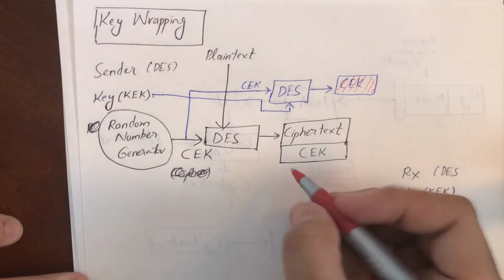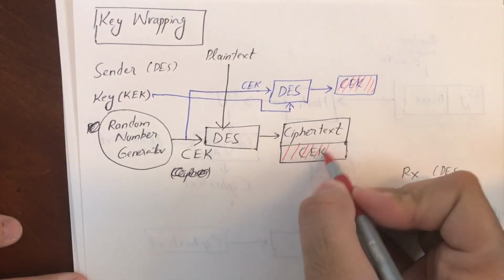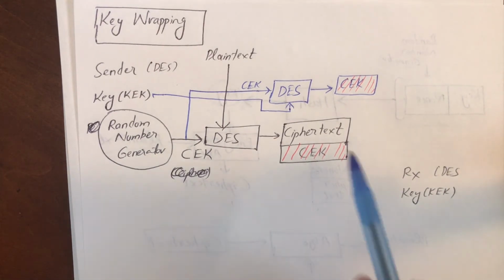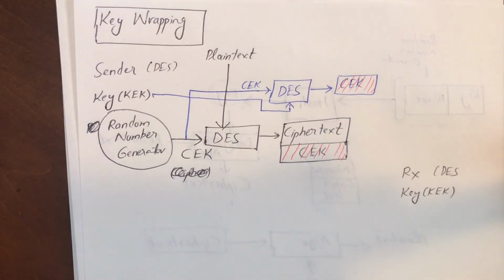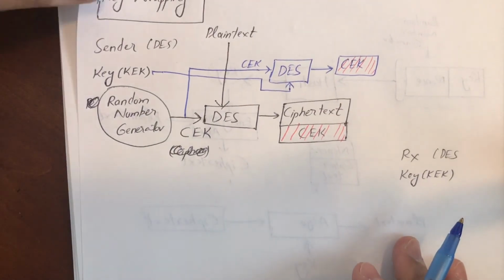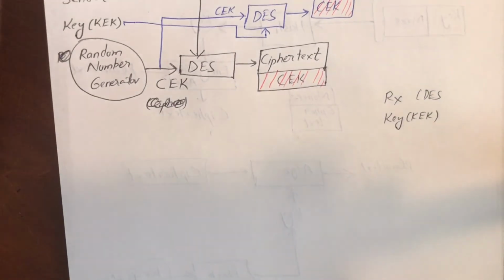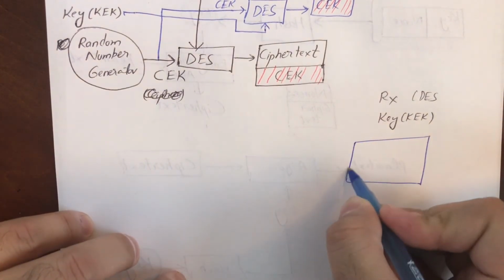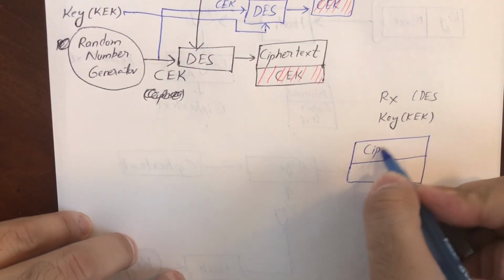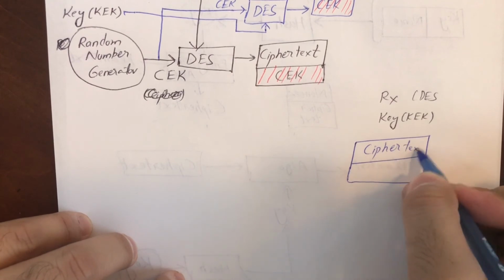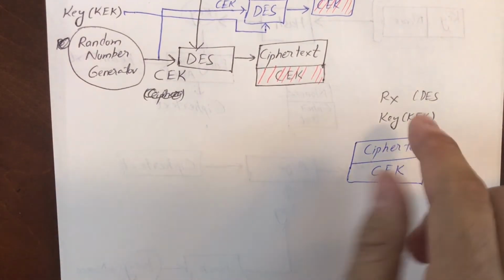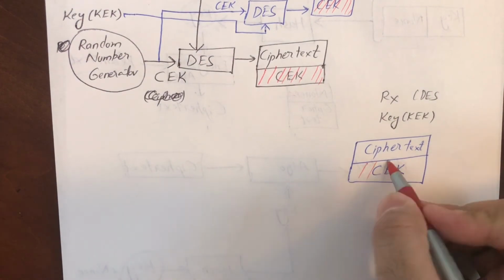Now what we will do is attach this encrypted CEK along with the message. So now we have ciphertext plus encrypted CEK. This is called key wrapping, by the way. Now once the receiver receives it, the receiver will get the ciphertext plus this CEK, the random number through which the message has been encrypted. Let's say this is CEK.